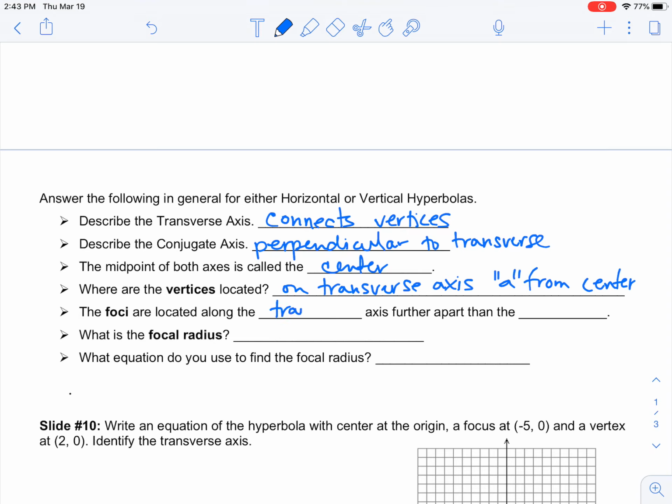Foci are also along the transverse axis, further apart than the vertices. And the focal radius is the distance from the center to the focus. And this is very different. c squared in this case is a squared plus b squared. I often remember that in the hyperbola, the general equation has a minus, so then the c squared has a plus, versus flipping that in an ellipse.